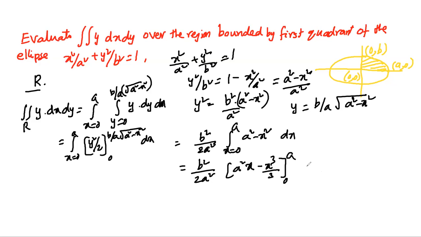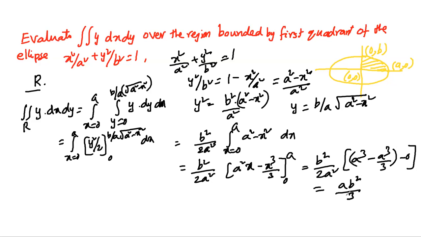Now once you substitute, b square by 2a square into a cube, because a square into x in place of x gives a cube, minus a cube by 3, minus 0. So which is ab square by 3. Now finally I is equal to ab square by 3. That's it.